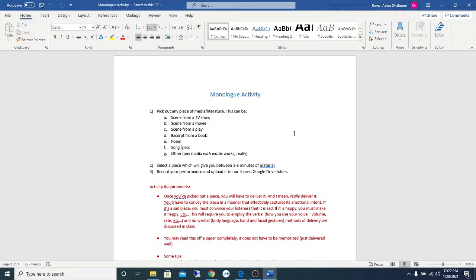So what you need to do for this activity is pick out any piece of media or literature. It can be a scene from a TV show or movie, or a play, an excerpt from a book, a poem, song lyrics. If it's not on there, you can do whatever you want.